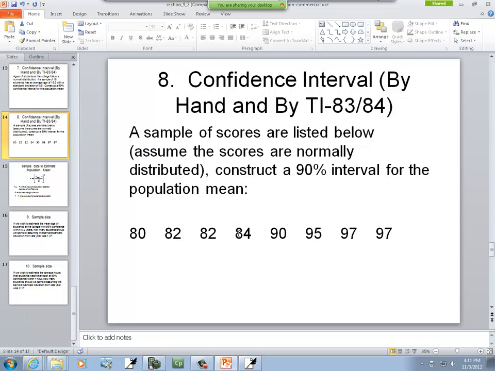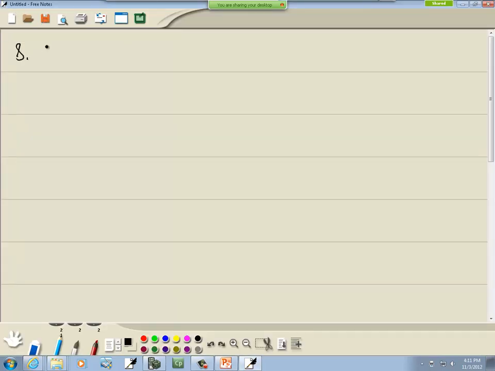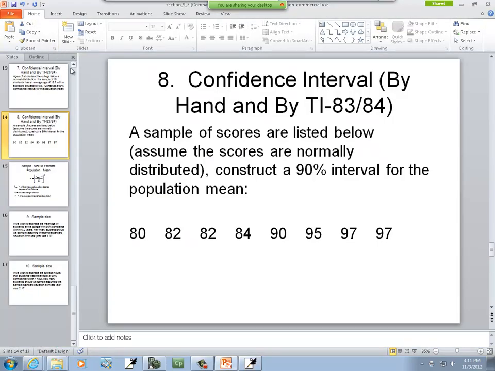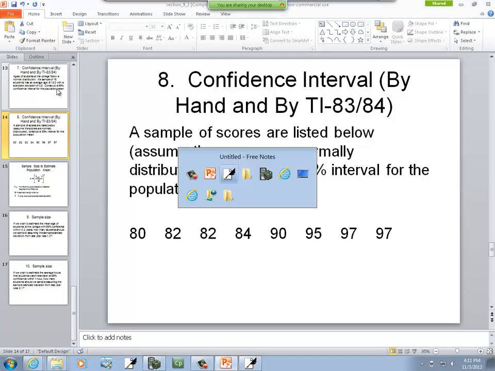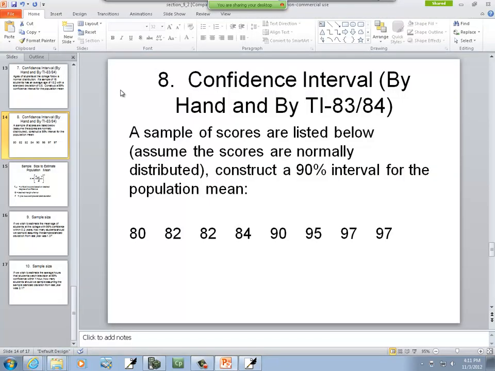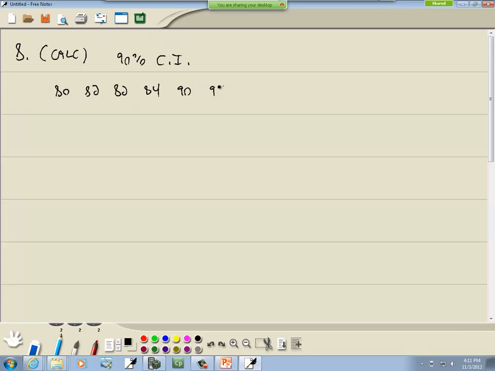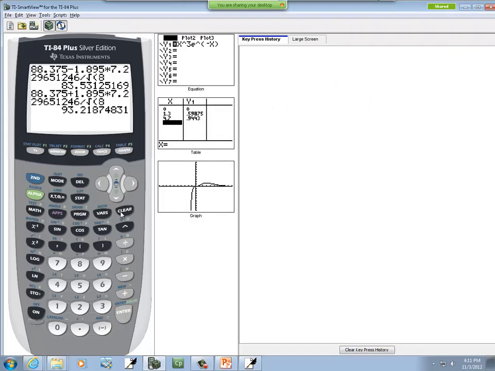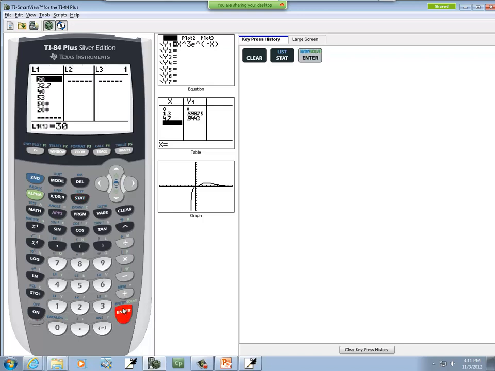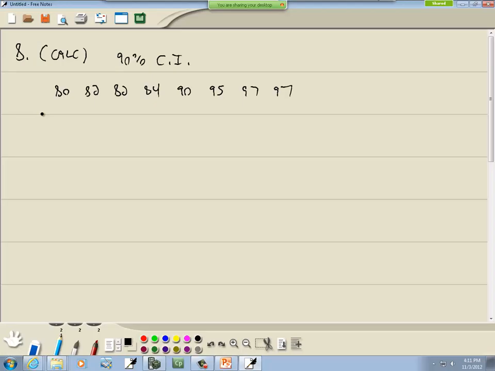Okay, number 8 revisited. Number 8 on the calculator. Okay, we want a 90% confidence interval. And we got 80, 82, 82, 84, 90, 95, 97, and 97. On the calculator, if you're given raw data like that, you want to put it into L1 first. So we'll press Stat, press Enter on Edit. If you already have numbers there, press Delete until they're gone. Don't delete your L1 though.